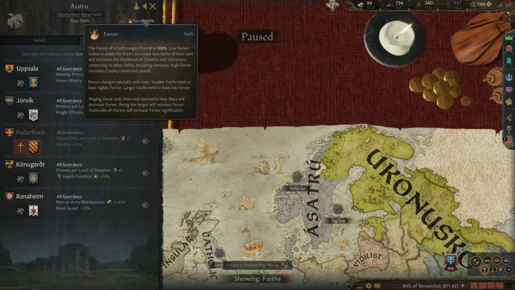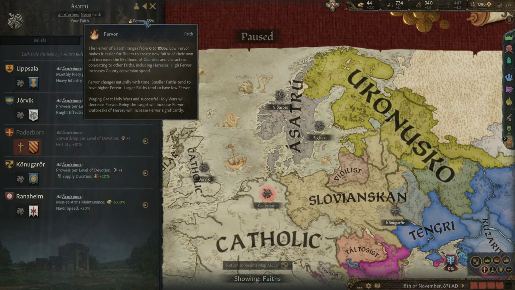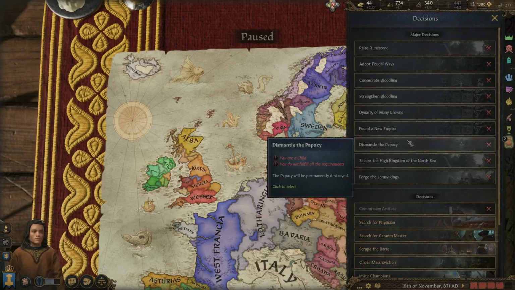Another thing up here on the screen is fervor. What is fervor? Essentially, it's kind of the righteousness of a religion. The higher the fervor, the easier it is to convert, while the lower the fervor means it is harder to convert and you're more likely to get things such as heresies appearing out of nowhere. Of course, these can be pushed up by great holy wars or even small holy wars or other people converting as well.